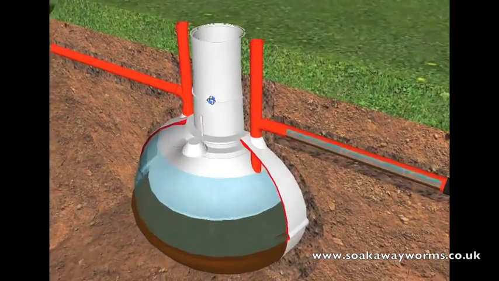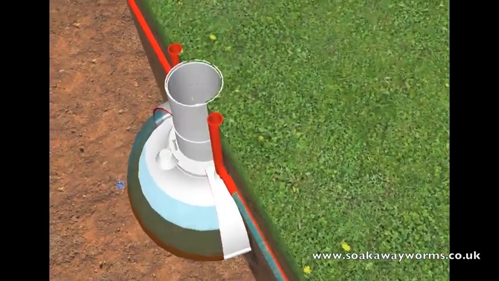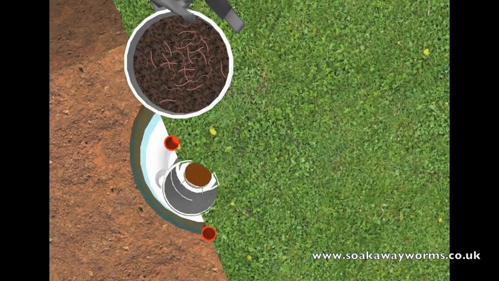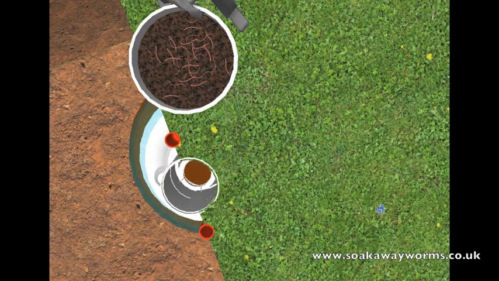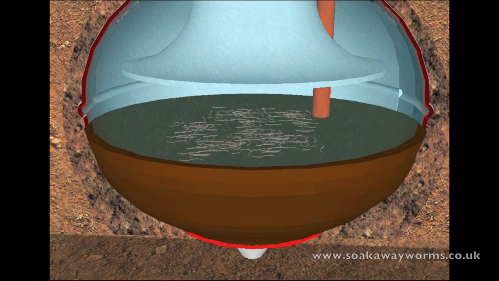Okay, so once your soakaway worms have turned up via special delivery, simply get the bucket of soakaway worms, take the lid off, then take the worms to your septic tank, take the lid off the septic tank, then just pour the bucket of worms into the septic tank.